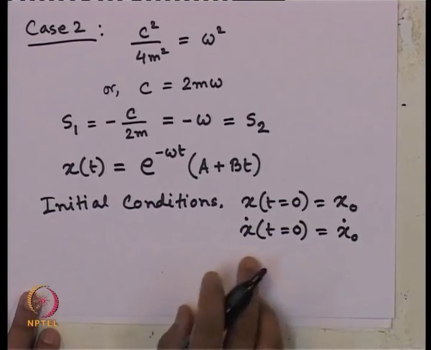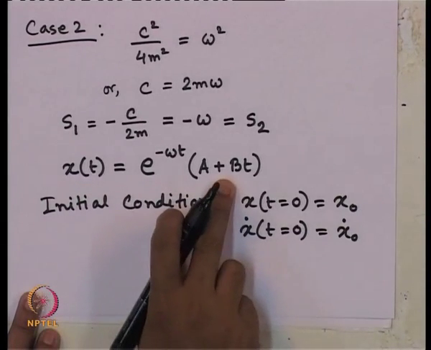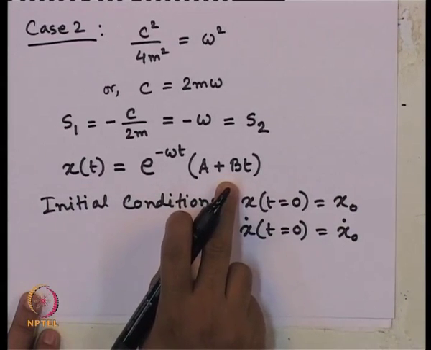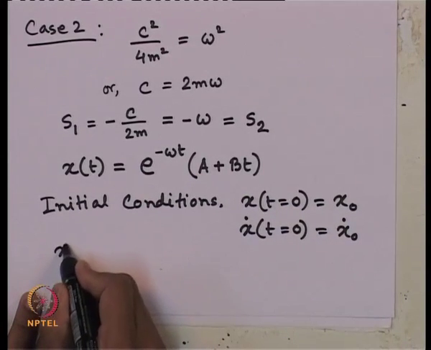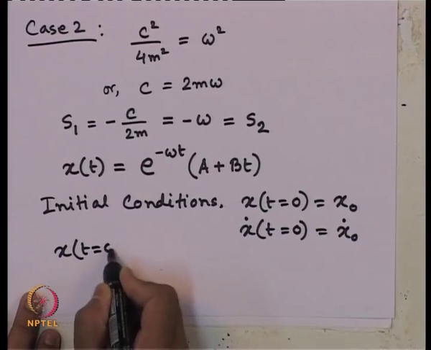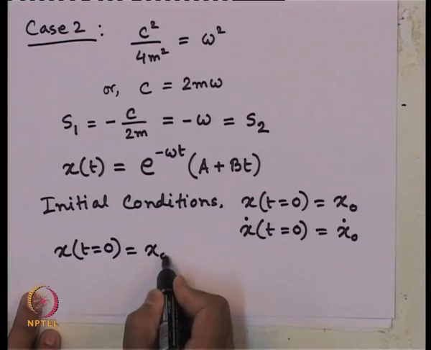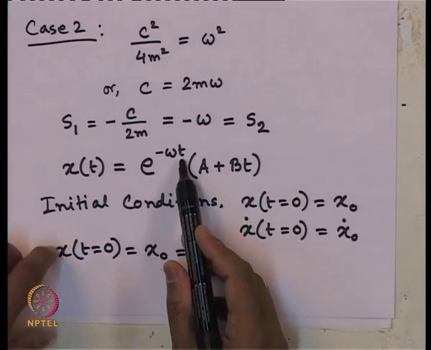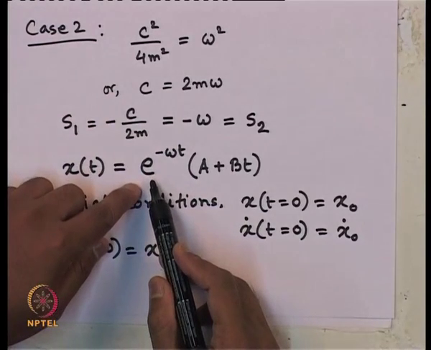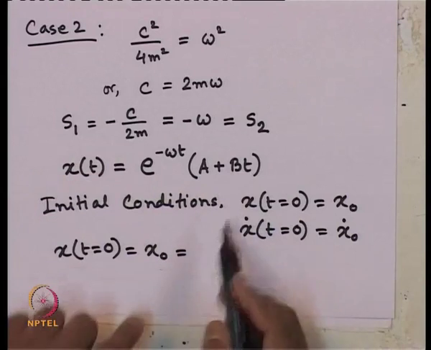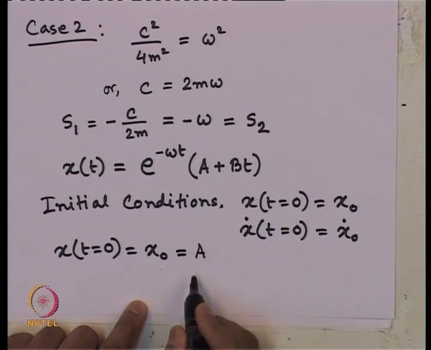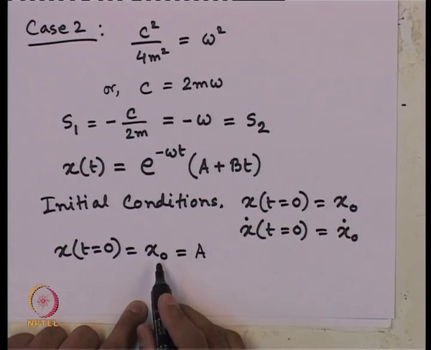If we put in this form of solution at t equals 0, what will we get? x at t equals 0, which is x naught, equals, if we put t equals 0, this becomes 1 times a plus b times 0. So, only a. So, the constant a is nothing but x naught.